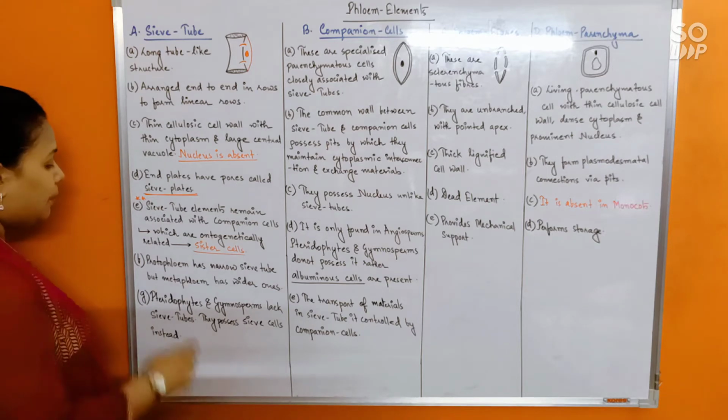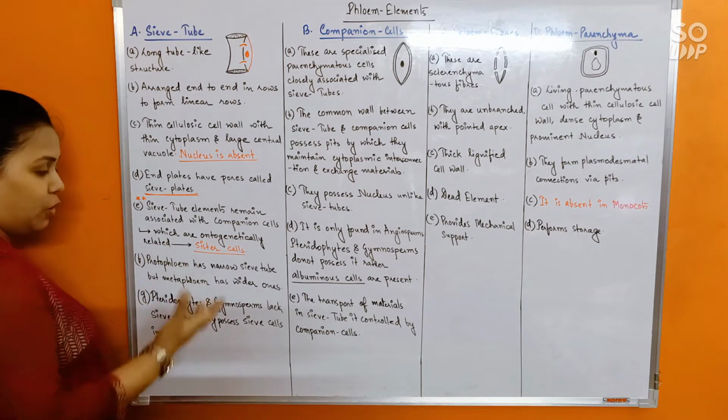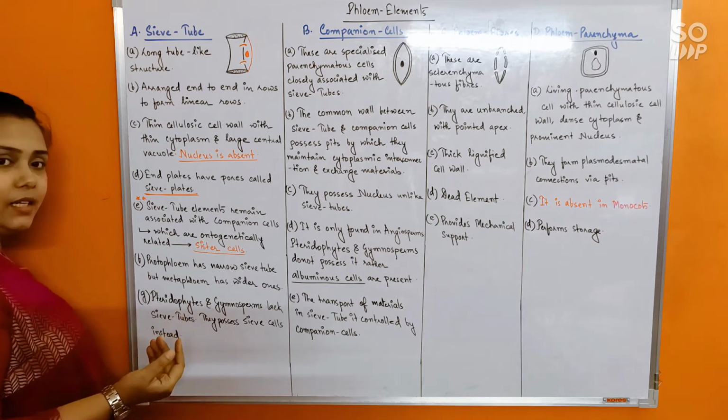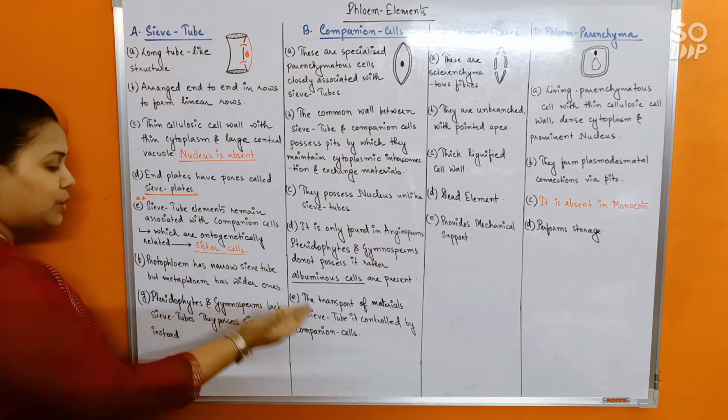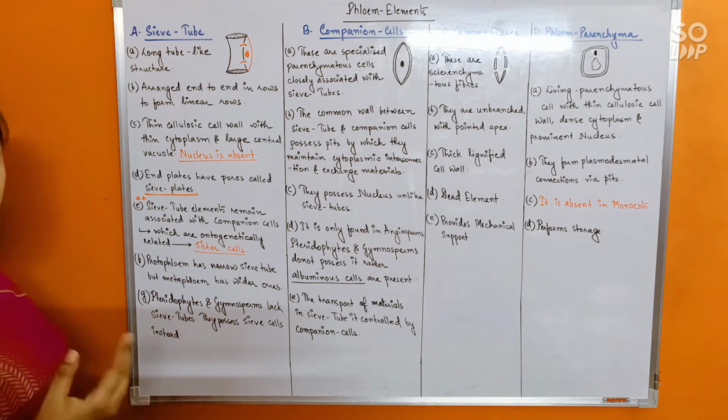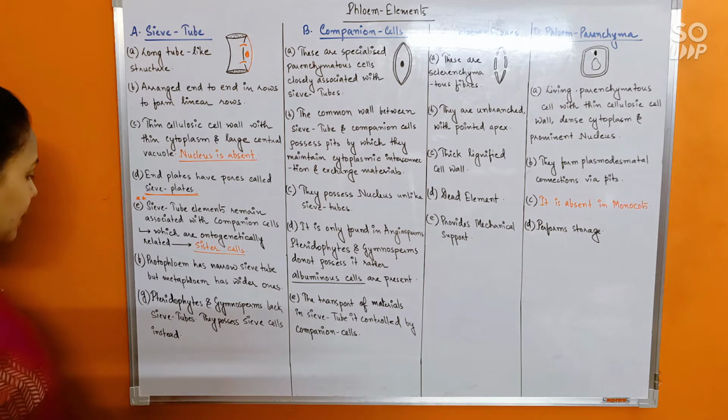Now, protophloem, because I have told you about the two different types of primary phloem, proto and meta, isn't it? Protophloem has narrow sieve tubes, whereas metaphloem has wider ones. That's just like in case of xylem also. You have come to know that protoxylem is narrower, whereas metaxylem is wider, right? The same thing is applicable.